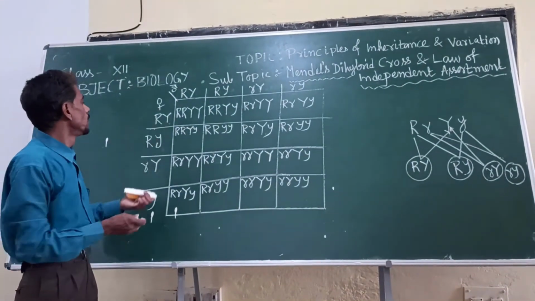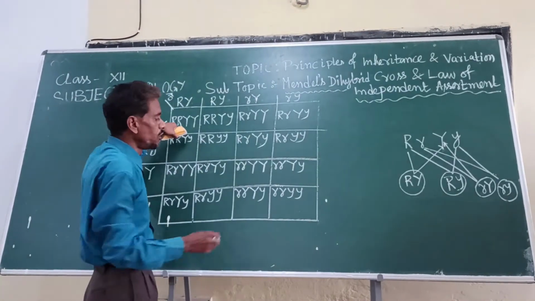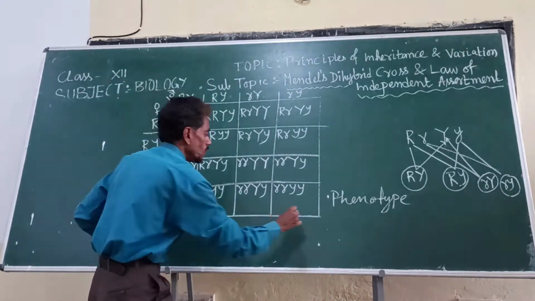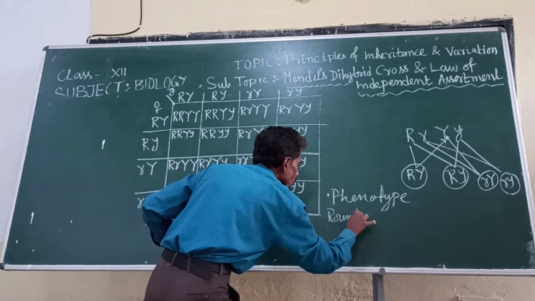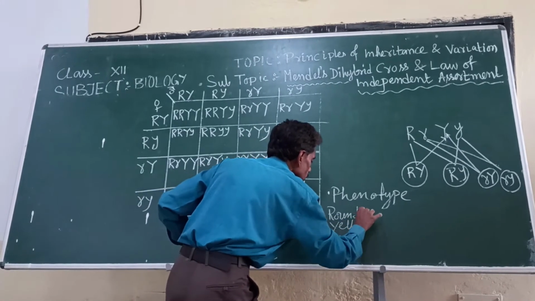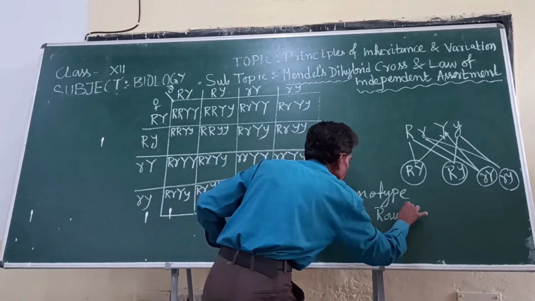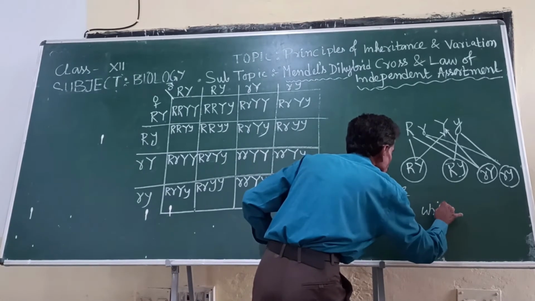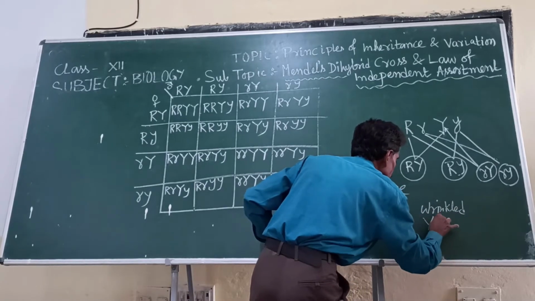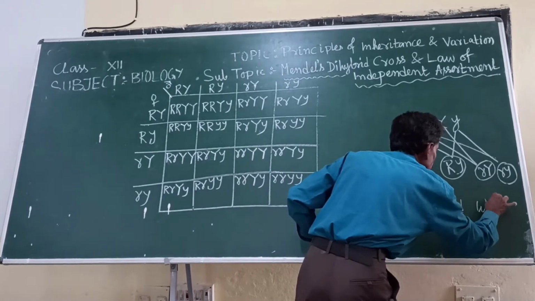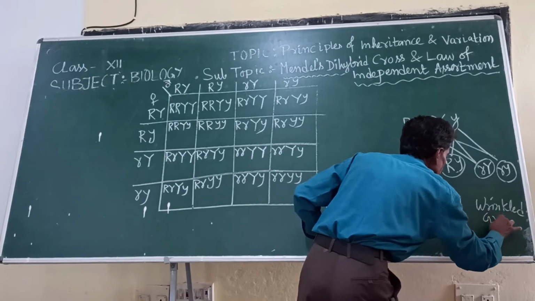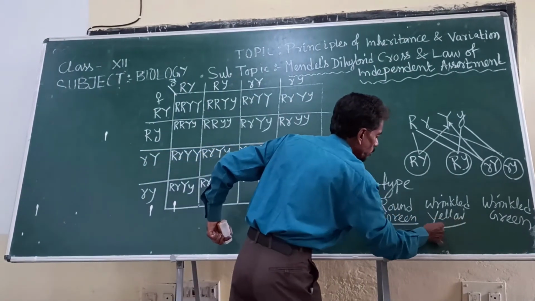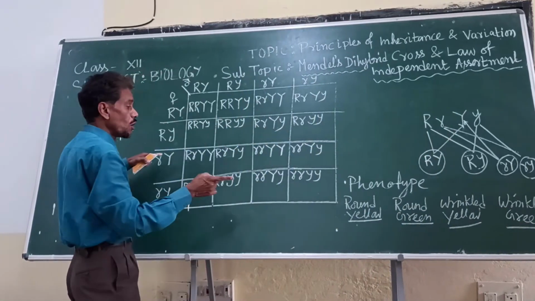So how many genotypes? Now let us write how many phenotypes we got. Phenotype. Round yellow. Round green. Then wrinkled yellow. Wrinkled green. So let us now find out the different types of phenotype we got. Round yellow.